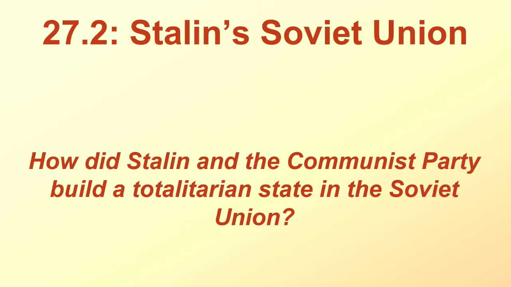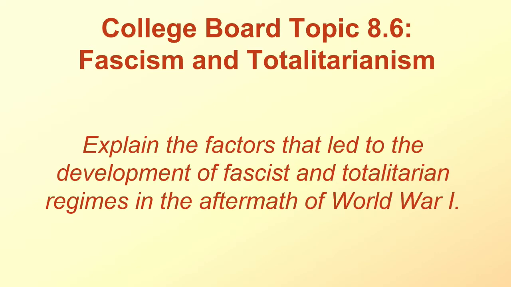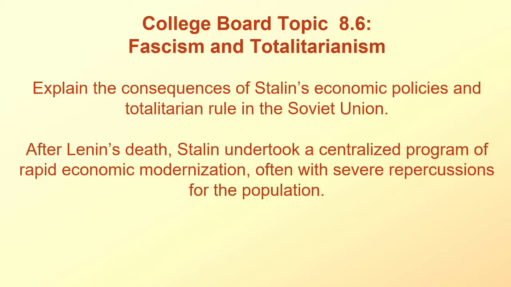This is Lesson 27.2, Stalin's Soviet Union. How did Stalin and the Communist Party build a totalitarian state in the Soviet Union? College Board Topic 8.6, Fascism and Totalitarianism. Explain the factors that led to the development of fascist and totalitarian regimes in the aftermath of World War I. Explain the consequences of Stalin's economic policies and totalitarian rule in the Soviet Union.